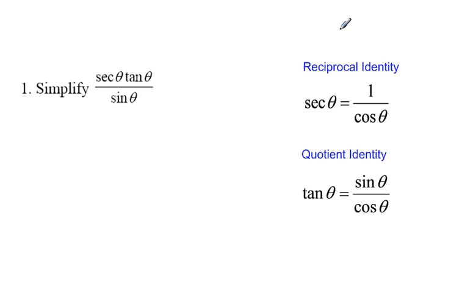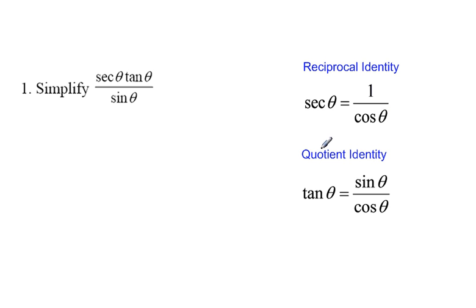Okay, we're going to simplify some trigonometric expressions. The first one we have up is secant theta tangent theta over sine theta. In order to simplify this, we're going to make use of two identities. One is a reciprocal identity that states the secant of theta is equal to 1 over the cosine of theta, because secant and cosine are reciprocals of one another.